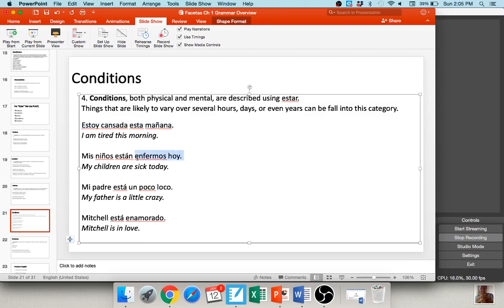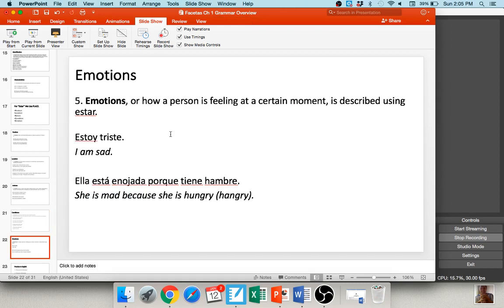Another example, mis niños están enfermos hoy. My children are sick today. That's something that hopefully they will not always be sick. That's a temporary condition. Mis niños están enfermos. You also use this to refer to mental conditions as well, such as mi padre está un poco loco. My dad is just a little crazy. Está loco.